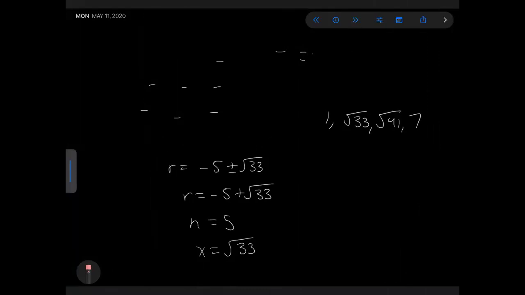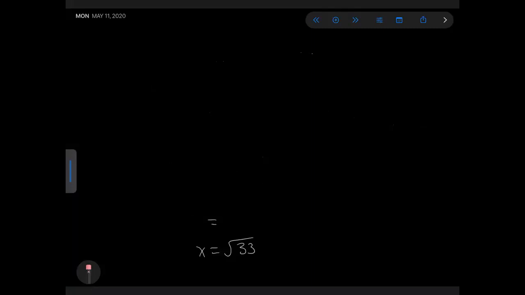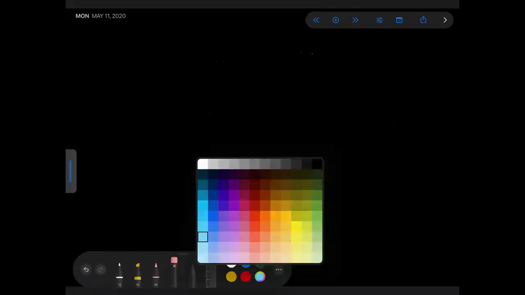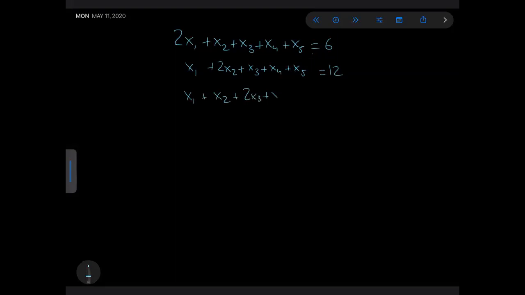So our next question is a systems of equations question. And it's going to ask, as soon as I can erase all this, you have 2x1 plus x2 plus x3 plus x4 plus x5 is equal to 6. x1 plus 2x2 plus x3 plus x4 plus x5 is equal to 12. x1 plus x2 plus 2x3 plus x4 plus x5 is equal to 24. Just going to write the rest.